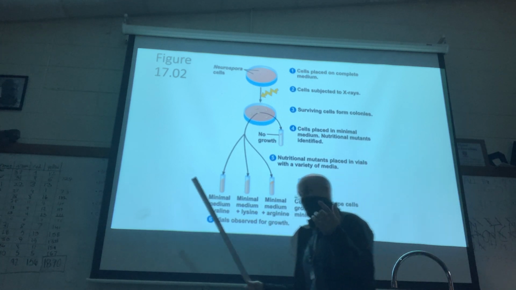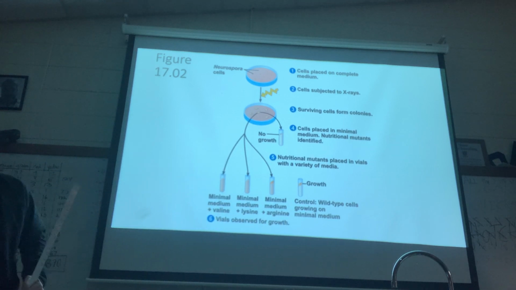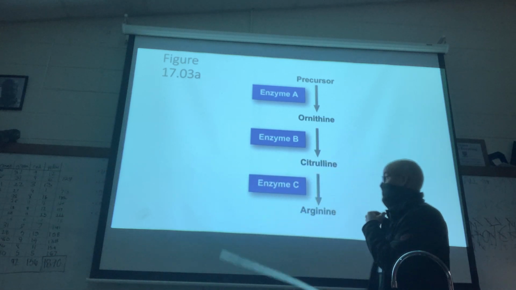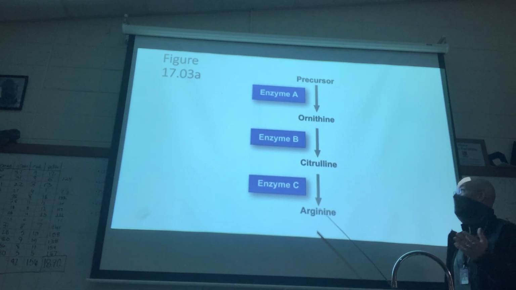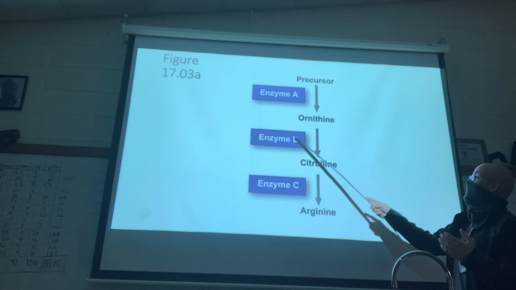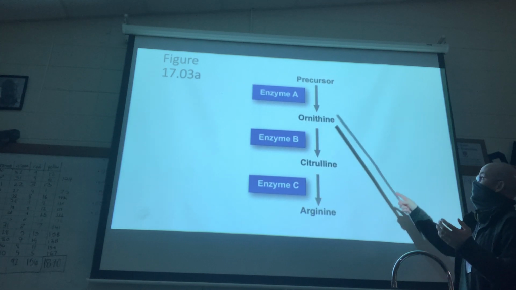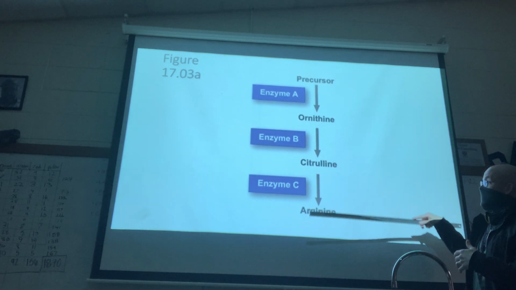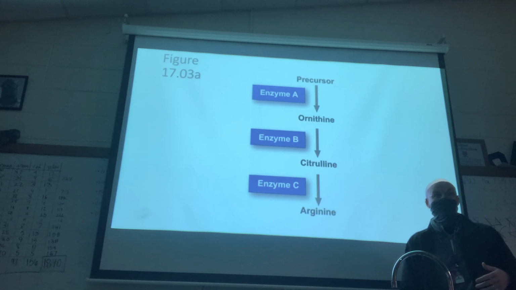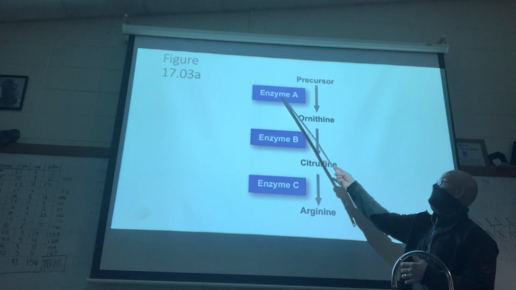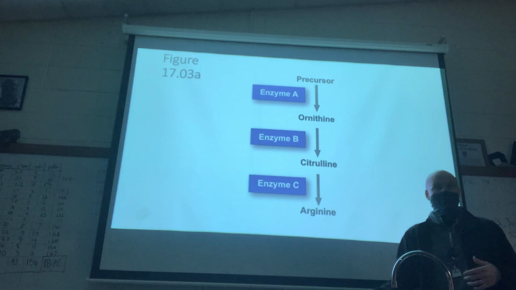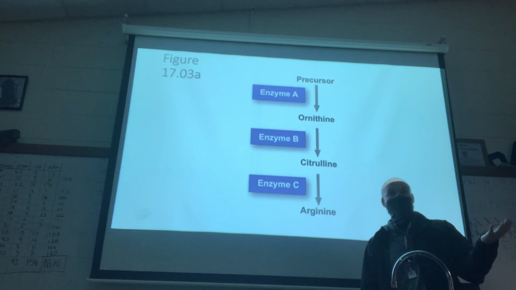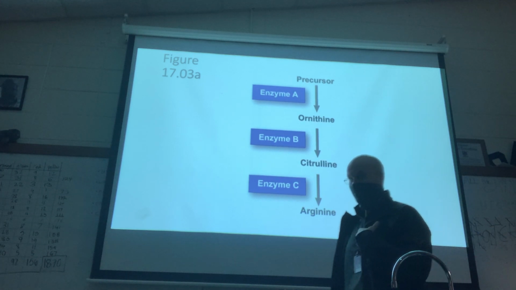And they were eventually able to show that for this mold to make the arginine that it needed to grow, it was actually three different enzymes that drove three different series of reactions that allowed the cells to make this arginine. And these mutants were not making one of these enzymes correctly, and so they weren't making arginine, so they couldn't live unless you gave it to them because they couldn't make it themselves.